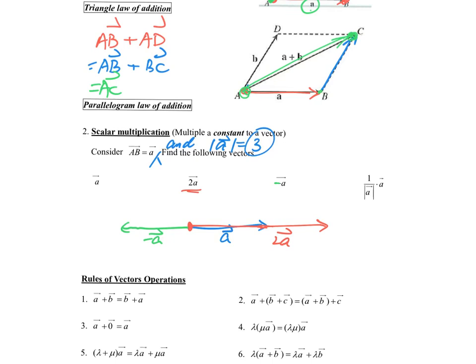The last one, which I said is the hardest, is 1 over the magnitude of A times A vector. You have to look at the symbol very carefully. First of all, 1 over the magnitude of A is a constant, so it's just a number. Because I told you that the magnitude of A is 3, you can treat it as 1 over 3. The dot means times. So this vector is 1 over 3 of A vector.